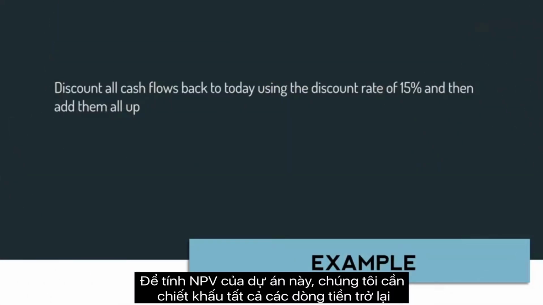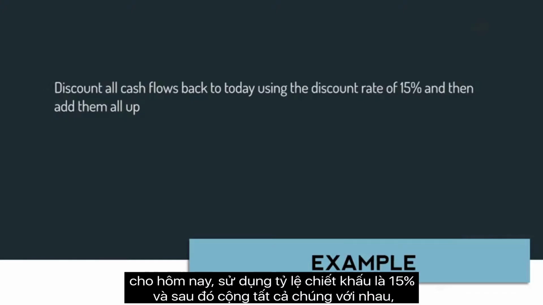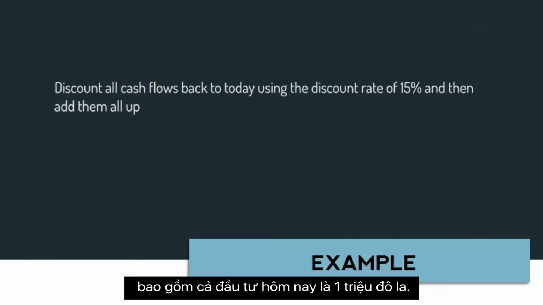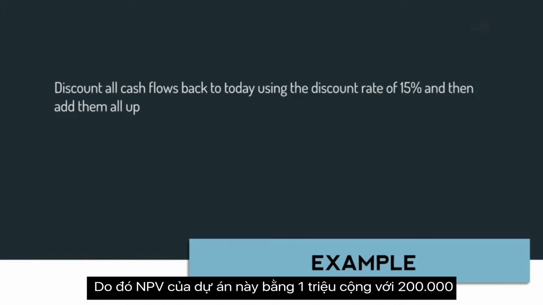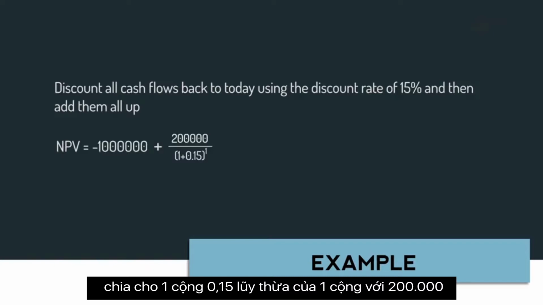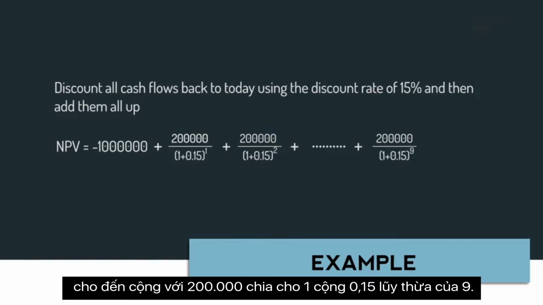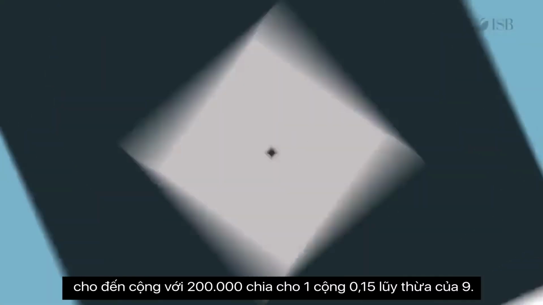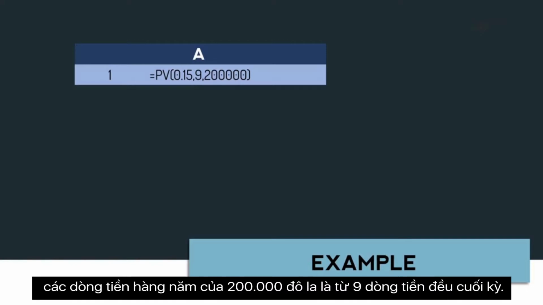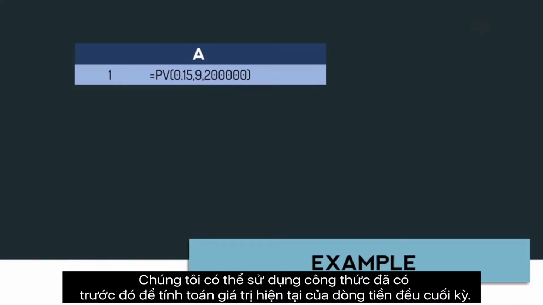To calculate the NPV of this project, we need to discount all cash flows back to today using a discount rate of 15% and then add them all up, including today's investment of $1 million. The NPV of this project is hence minus $1 million plus 200,000 divided by 1 plus 0.15 raised to the power of 1, plus 200,000 divided by 1 plus 0.15 raised to the power of 2, plus so on until 200,000 divided by 1 plus 0.15 raised to the power of 9. Ignoring the initial investment of $1 million, the annual cash flows of $200,000 form a 9-payment ordinary annuity.